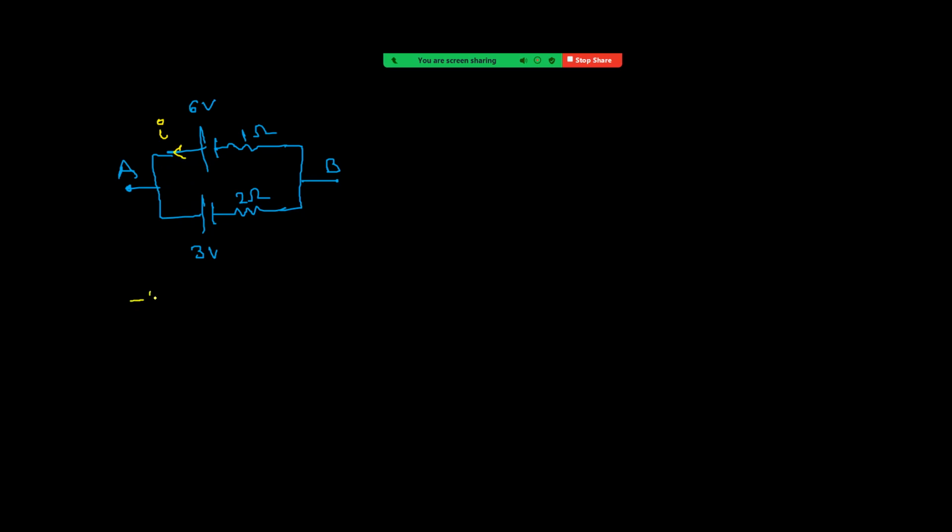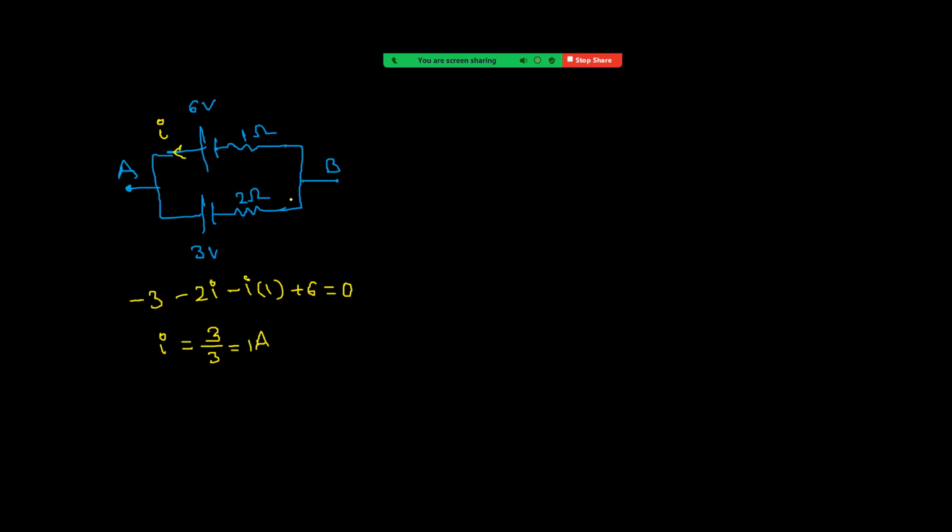So I am taking minus 3. We are moving along the current flow. Therefore, minus 2 into I, because high potential to low potential. Next, again along the current flow, minus I into 1, IR. Now, low potential to high potential, plus 6 equals 0. That means I equals 6 minus 3, 3 by 3. It is 1 ampere.